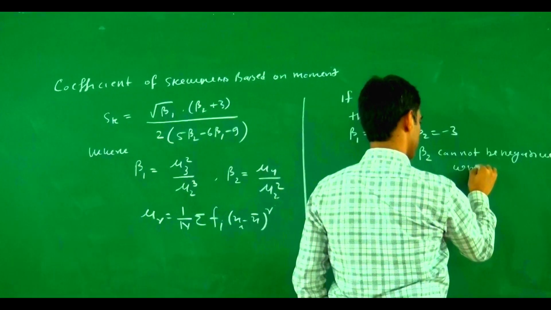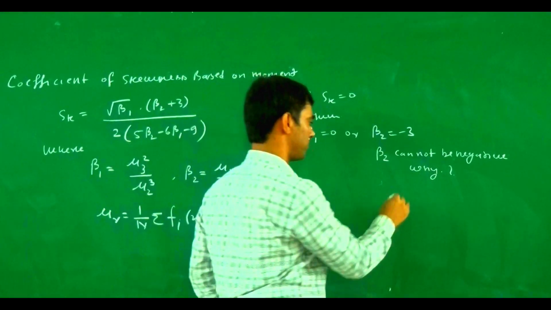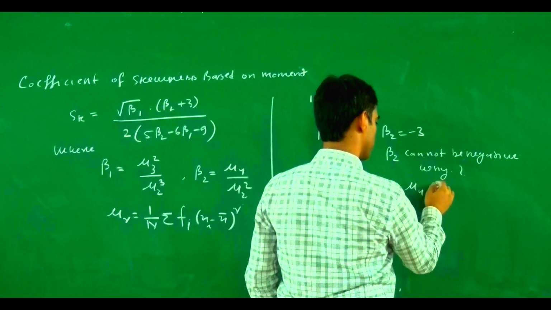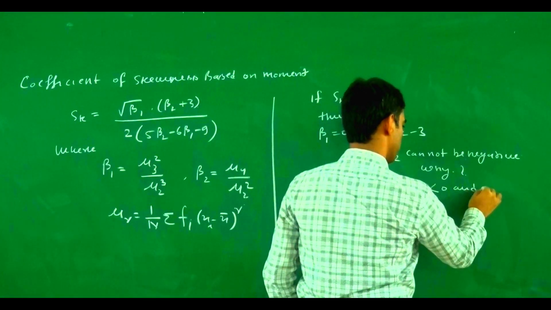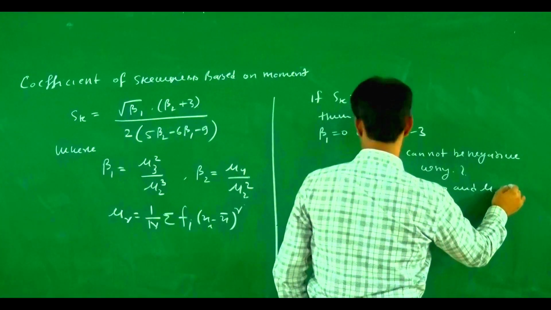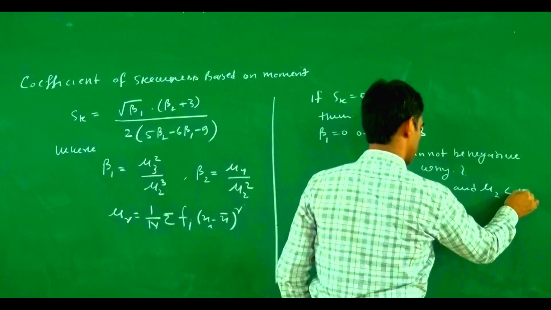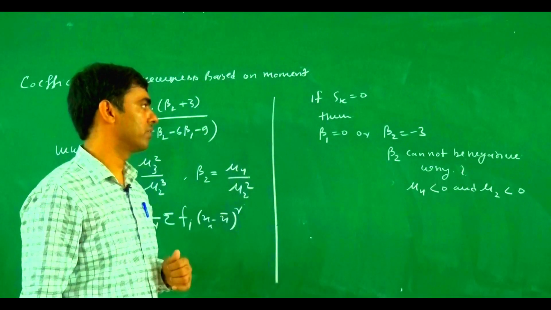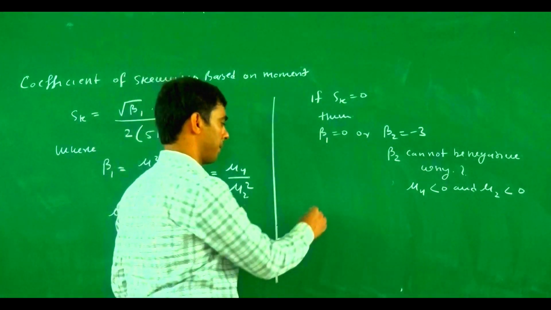Why? Because mu 4 cannot be less than 0, and mu 2 square also does not equal 0. Mu 2 also does not equal 0. So beta 2 cannot be negative. Then the only possibility is beta 1.